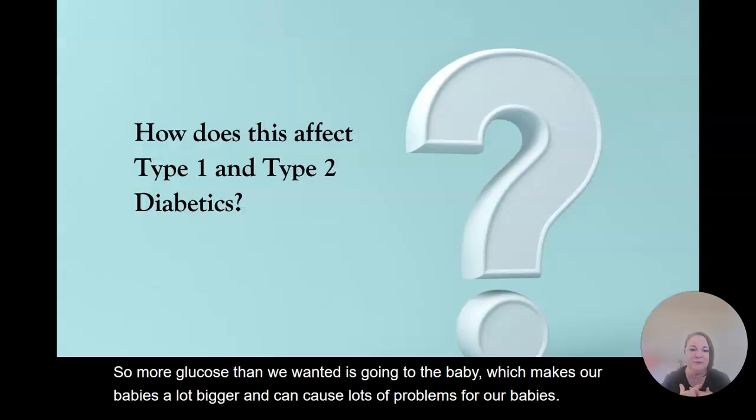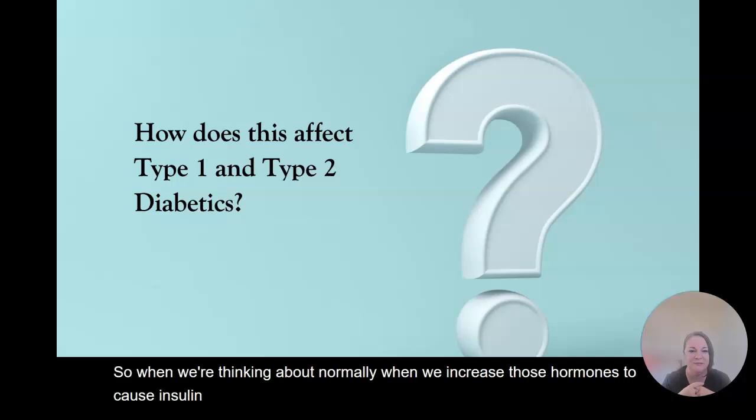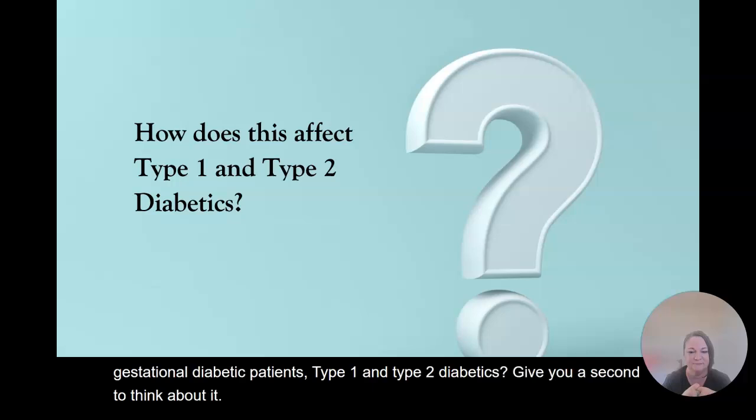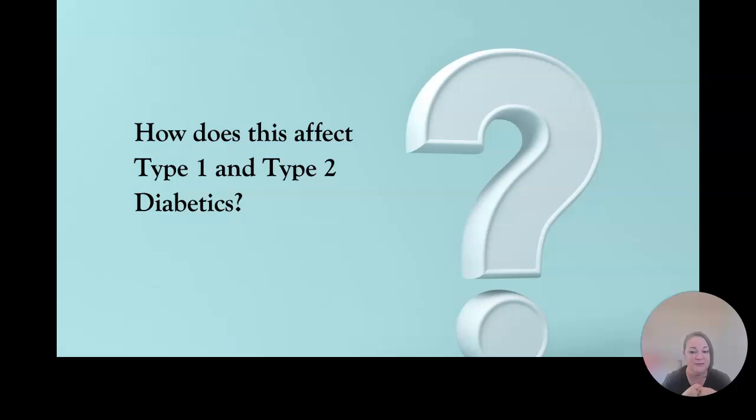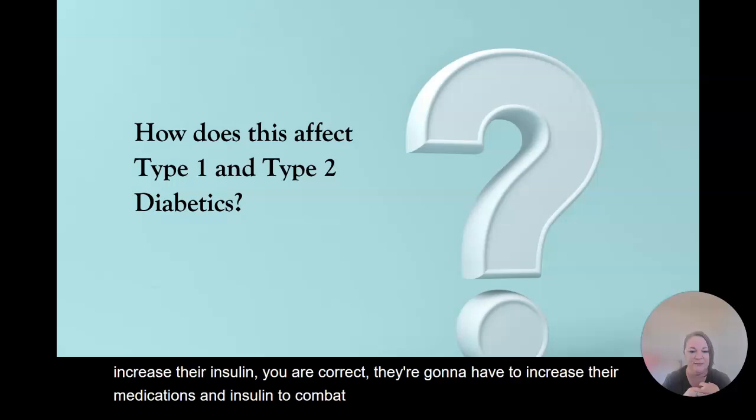So when we're thinking about how those increased hormones that cause insulin resistance would normally affect our pre-gestational diabetic patients, type 1 and type 2 diabetics, I'll give you a second to think about it. If you thought that it would affect them by making them have to increase their insulin, you are correct. They're going to have to increase their medications and insulin to combat that hyperglycemia.